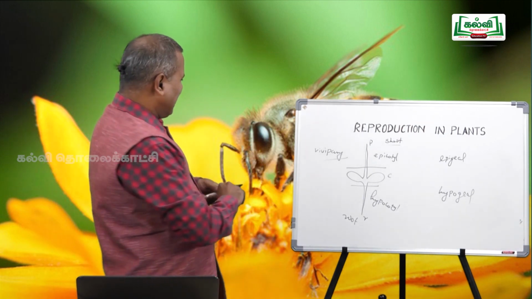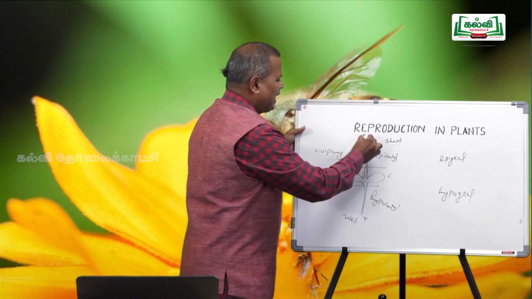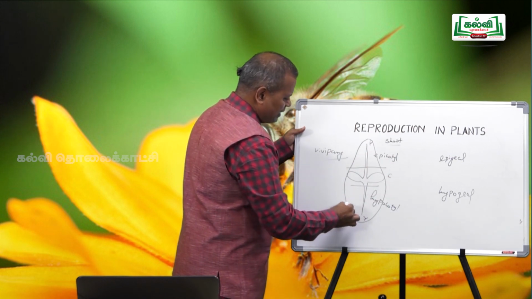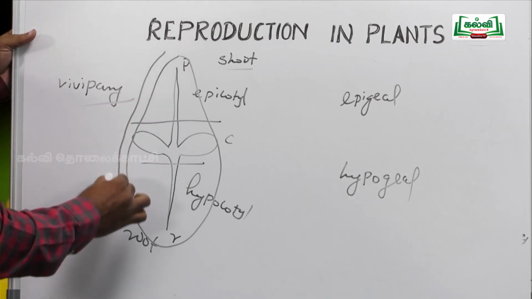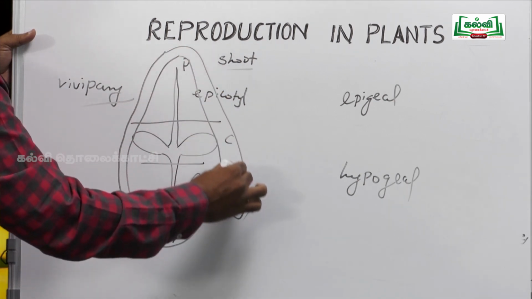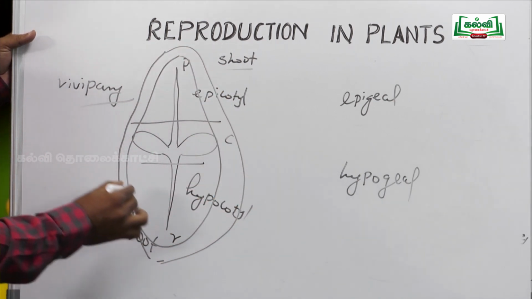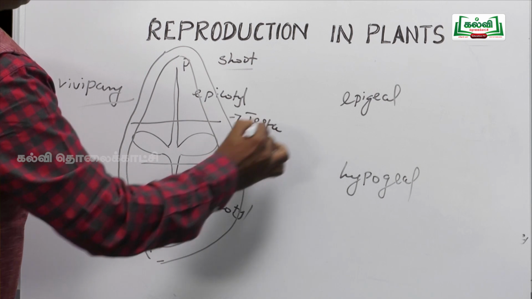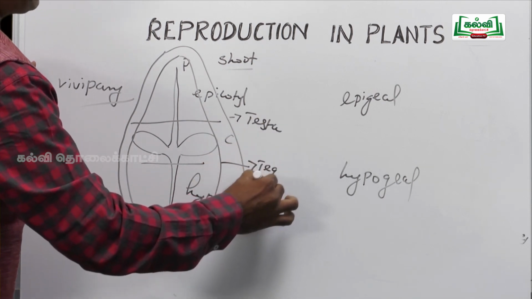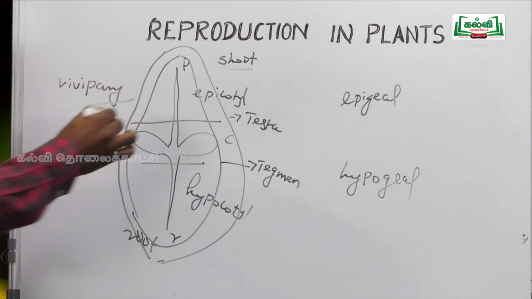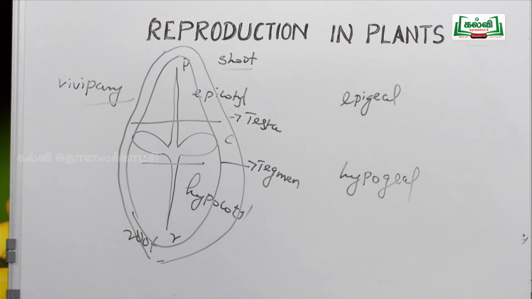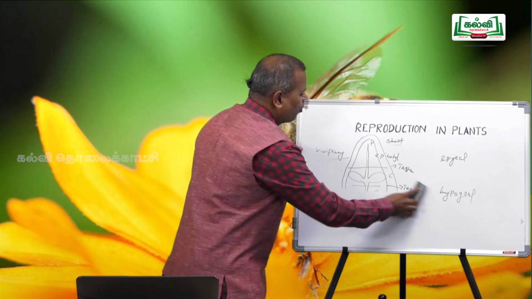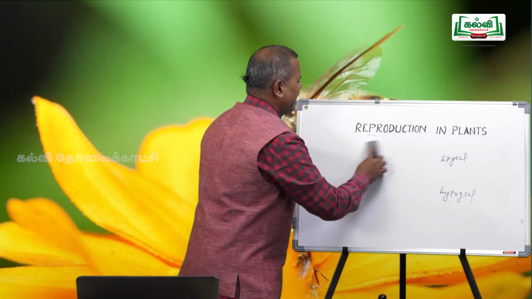Then the seed with the embryo, and the embryo is surrounded by 2 outer coverings. The inner covering is said to be tegmen, and the outer covering of the seed coat is said to be testa. The outer seed coat is known as the testa, and the inner seed coat is known as tegmen. This is regarding the dicot embryo. But the monocot embryo has some special structures called the coleorhiza and the coleoptile.